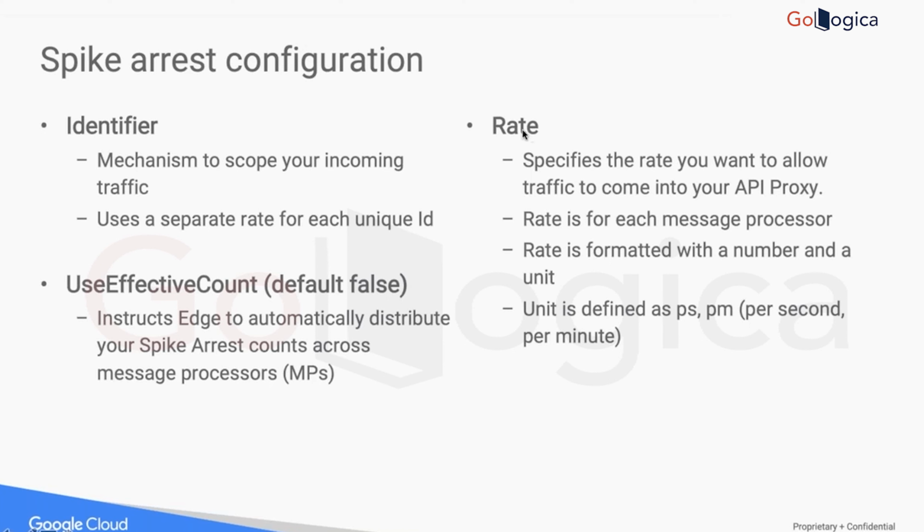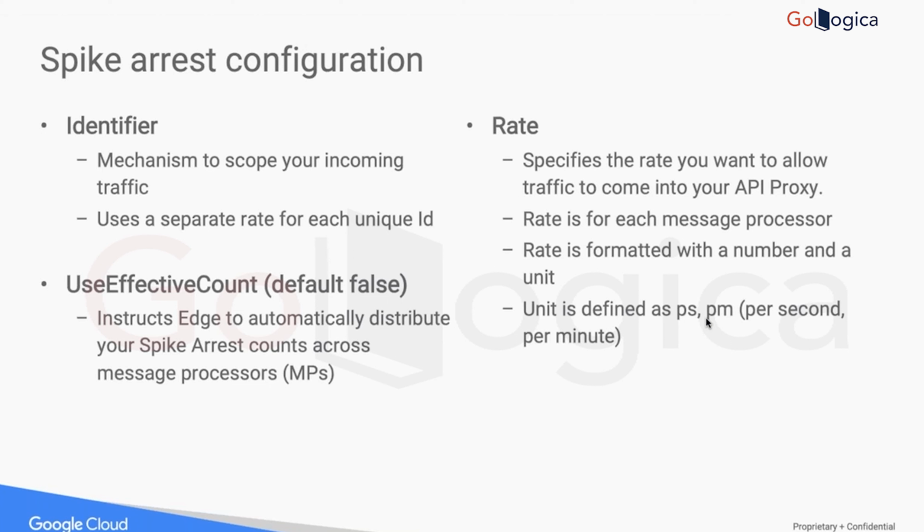Then you can have the rate. The rate is the actual rate that you want to apply, like 60 ps. So you have ps or pm. Spike arrest is either on the second or minute level. It doesn't go higher than that. So you can give 100 ps, which is 100 per second, or 100 pm, which is 100 per minute. And as I mentioned, internally it goes to the second level.